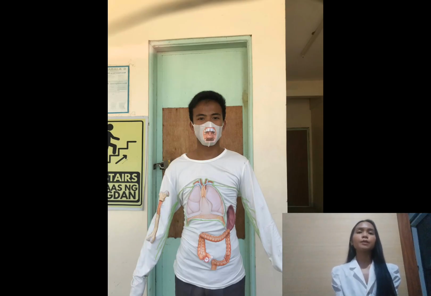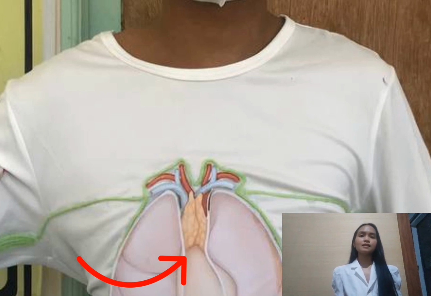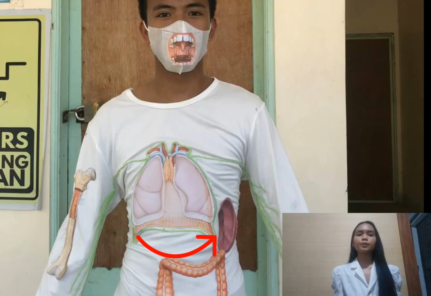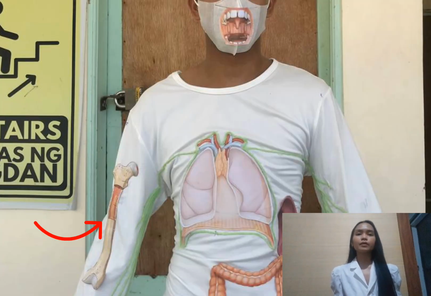So let's move on to the parts and functions of the immune system in the human body. The first one is the thymus. The thymus is a gland behind the breastbone where white blood cells known as lymphocytes mature. The second one is the spleen. This is an organ at the upper left of the abdomen where the immune cells gather and work. The third one is the bone marrow. Bone marrow is the soft tissue in the center of the bones that produces red and white blood cells.